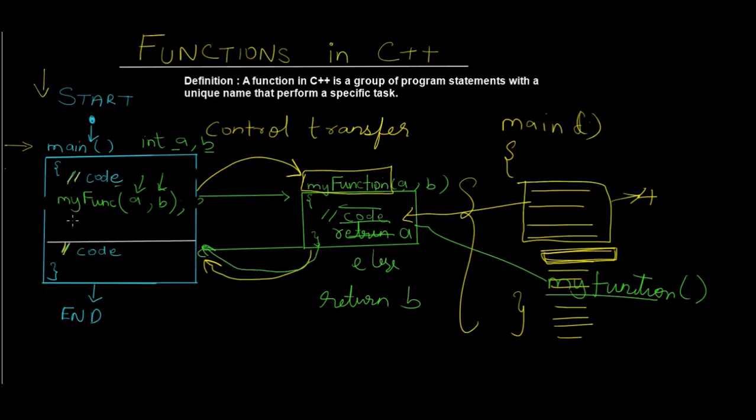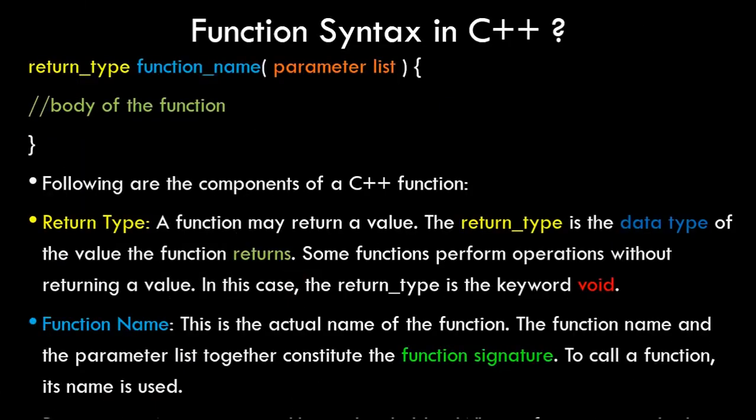That value can be stored in another variable: int c is equal to my func, and then we pass the values again. I'll show you that code exactly and how it works. For your better understanding, we'll actually write code which completes this functionality. This is where the return type comes into the picture, and it will be clearer when we actually see the code. Then we have the function name.